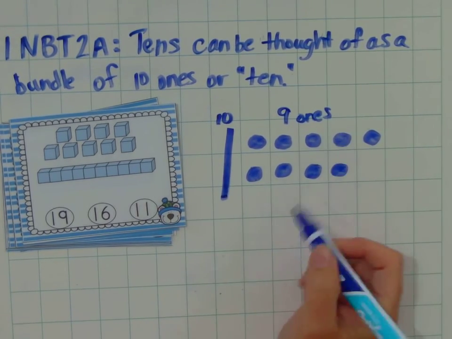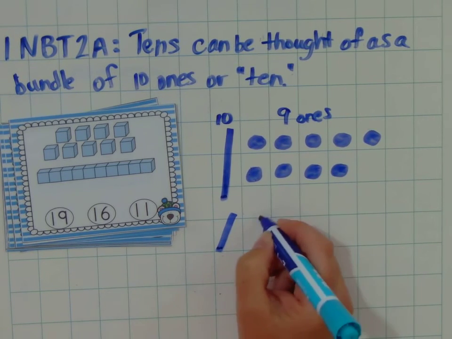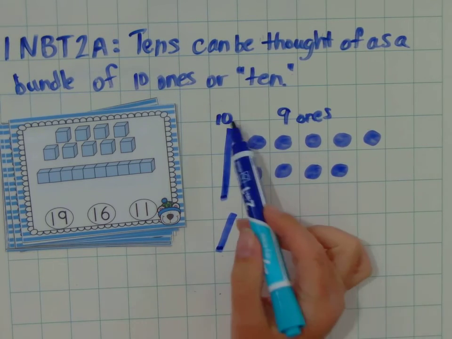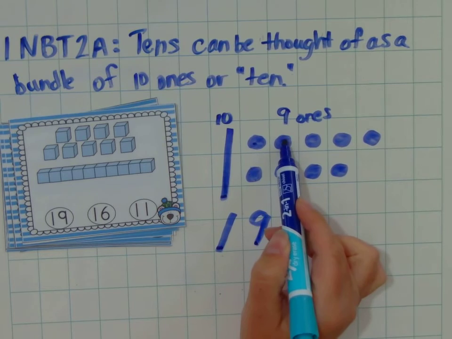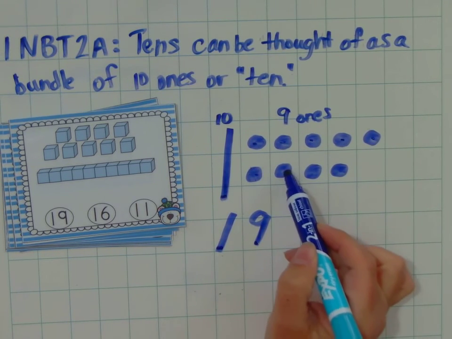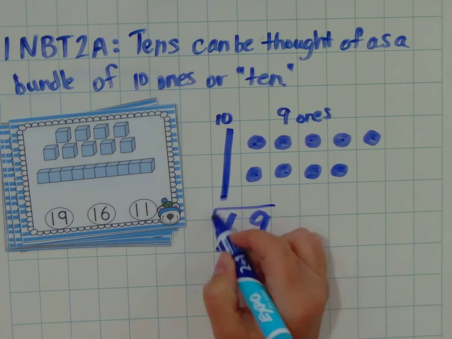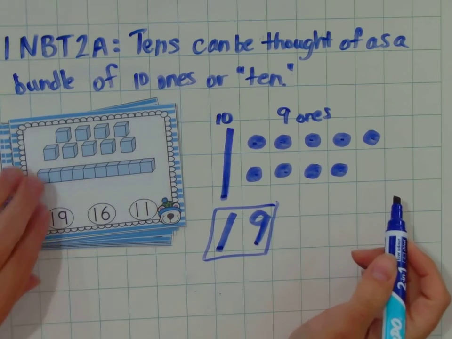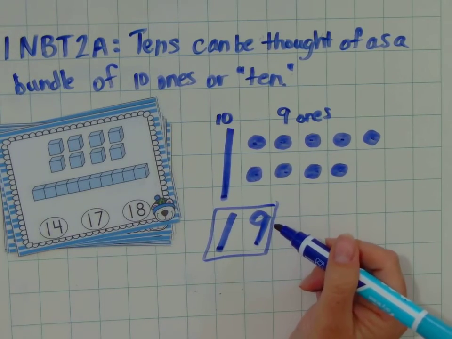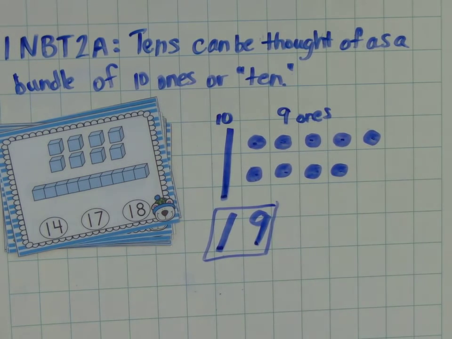1 ten and 9 ones, 19. Let's count. 10, 11, 12, 13, 14, 15, 16, 17, 18, 19. Teen number. Teen numbers have at least 1 ten and 1 one. This has 1 ten and 9 ones.